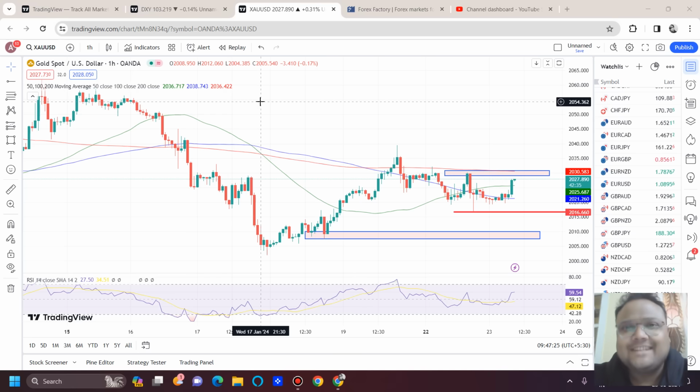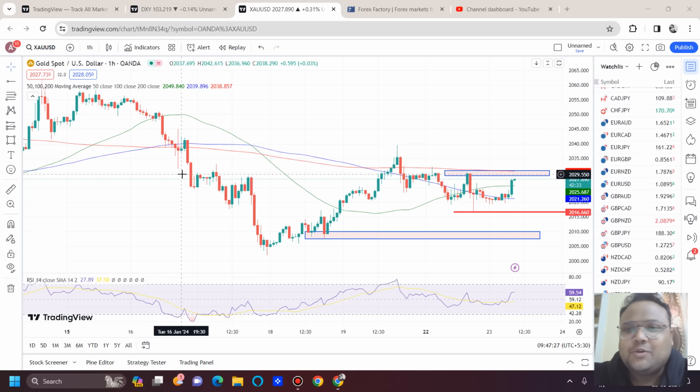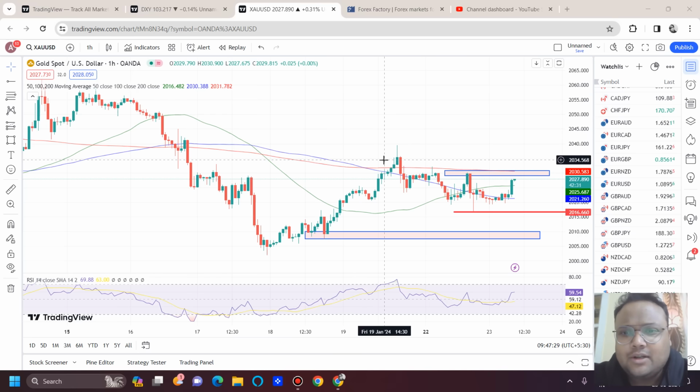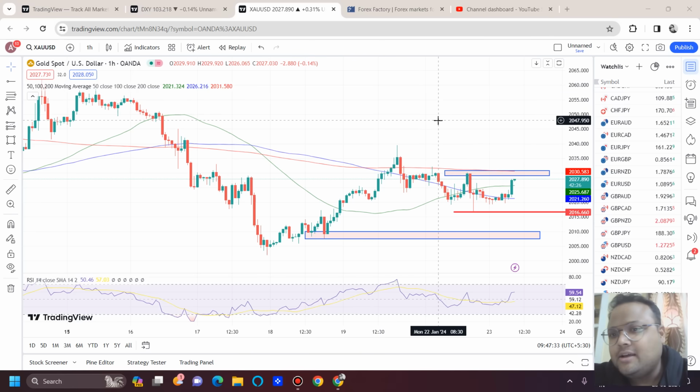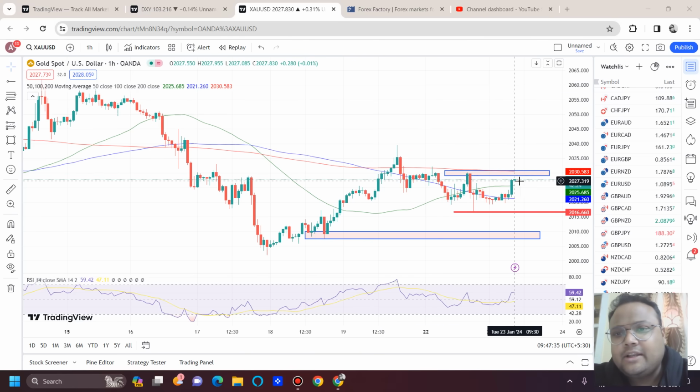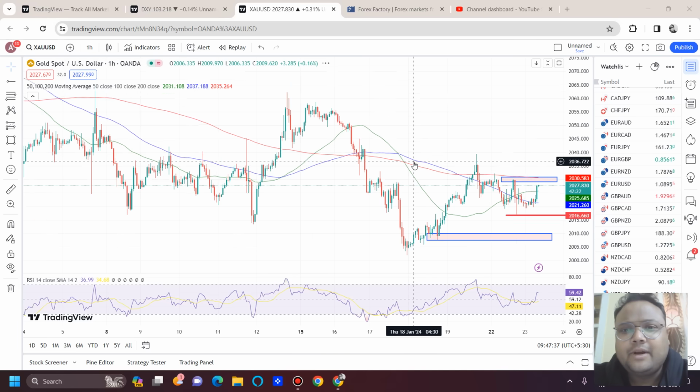So let's get started. So my dear friends, this is the 1 hour chart of gold in front of us. And we can see that gold is standing at 2027 right now. This is the current market price.